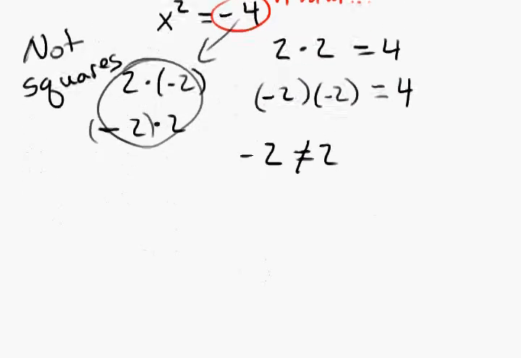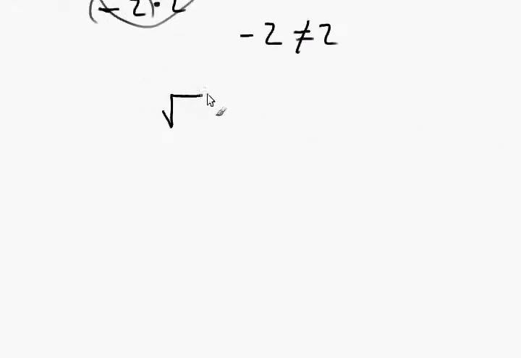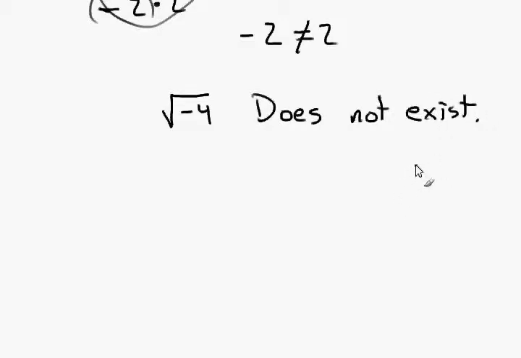So what does this mean? The square root of negative 4 does not exist. There's no such number.